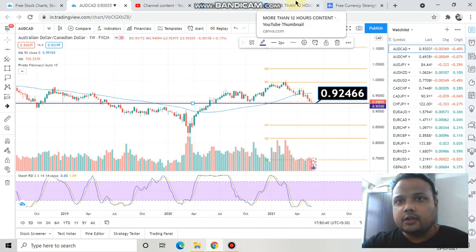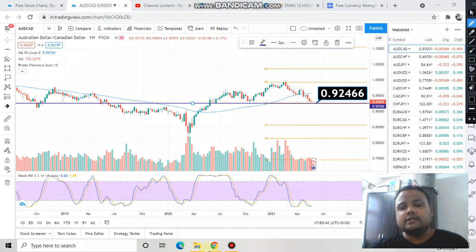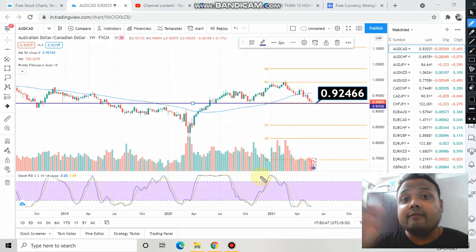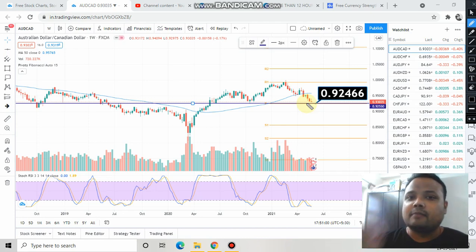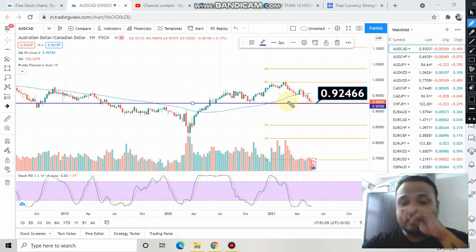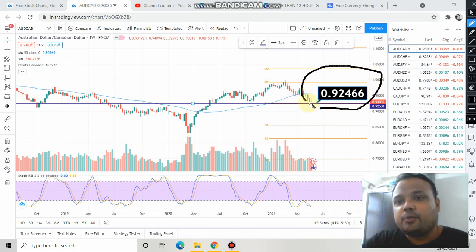Considering the two factors, that the market is heavily oversold, and for 2 months has been in the oversold zone, there's a good possibility that the market will reverse now. If not a reversal, the market will at least try to go up. So the first key level in this chart is the 0.9246 level.